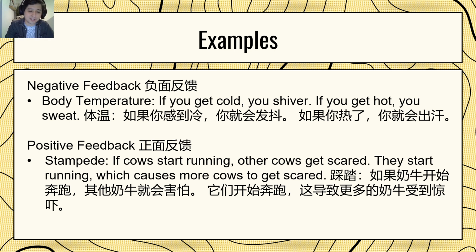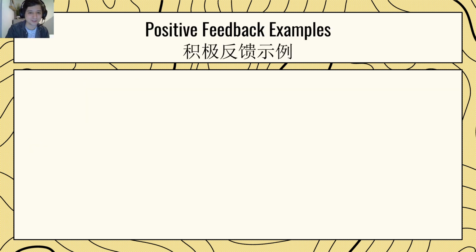Positive feedback is a stampede. So if one cow starts running, that causes 3 cows to start running, which causes 7 cows to start running, which causes all the cows to start running. So you move from one equilibrium, which is cows standing around, to a new equilibrium, which is all the cows are running. And so we move from a stable condition to an unstable or destabilized position.